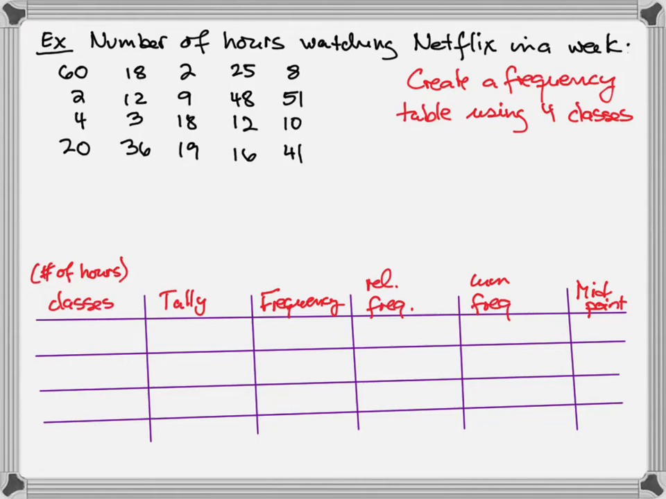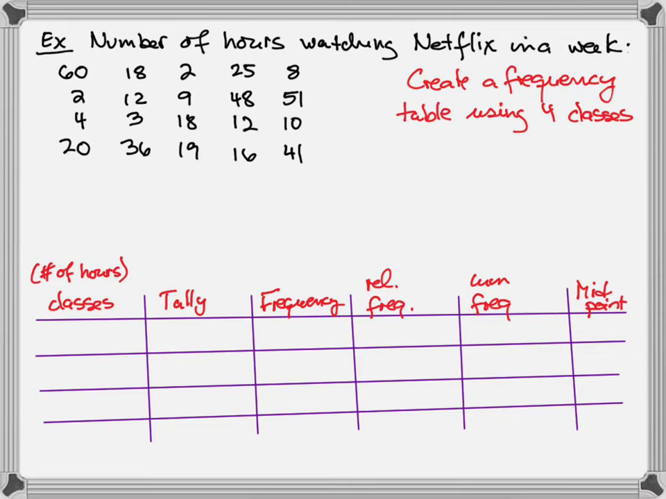I got some questions on how to make a frequency table similar to a question on a quiz. So I thought I'd make a video and explain it again. Now this is an example I just made up, and I called it the number of hours watching Netflix in a week. And we want to create a frequency table. In this case, we're using 4 classes.